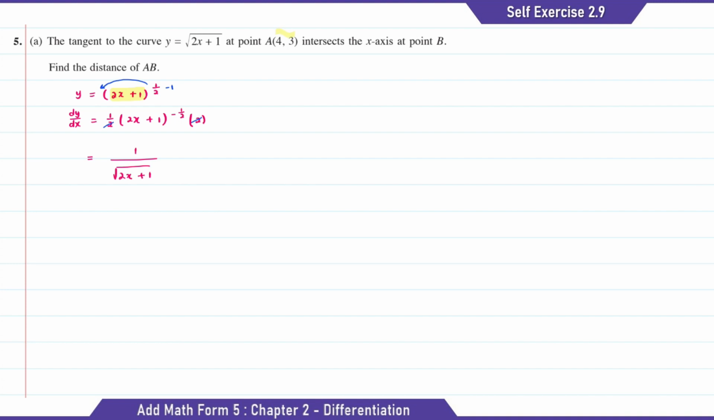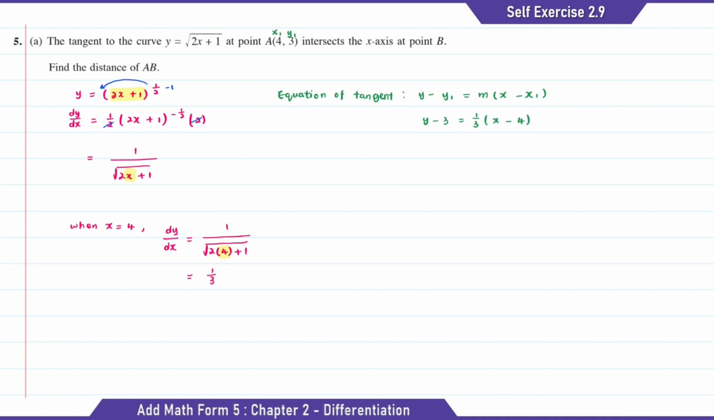To find the gradient of the tangent at point A, substitute the x coordinate of point A, which is 4, into dy/dx. The answer will be 1 over 3. To find the equation of the tangent, let the coordinates of point A be (x1, y1). Then the equation will be y minus 3 equals 1 over 3 times (x minus 4). Then y equals 1 over 3 x minus 4 over 3 plus 3. Then y equals 1 over 3 x plus 5 over 3.